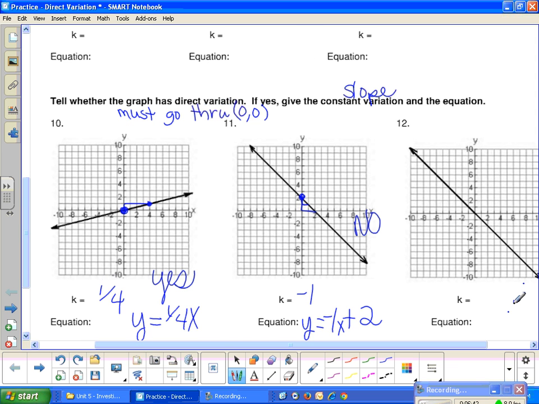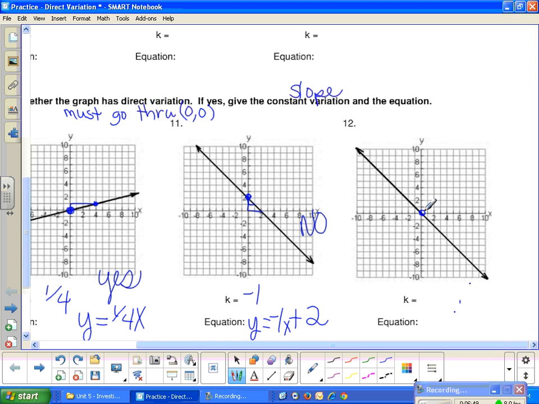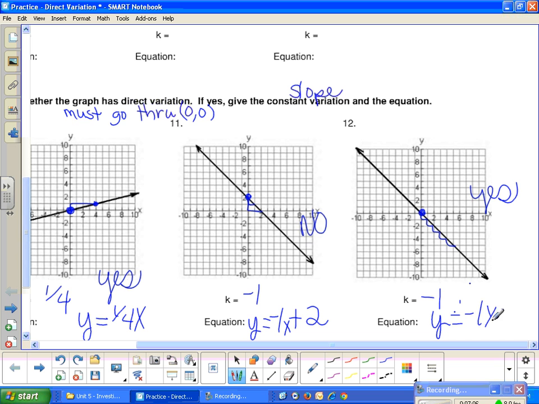What about 12? Yes or no? Yes, because right here it tells us it goes to the origin. Well, what's our slope? Is it positive or negative? Negative. Going down, it's negative. So your constant of variation is -1. Your equation is simply y equals -1x, or negative x.